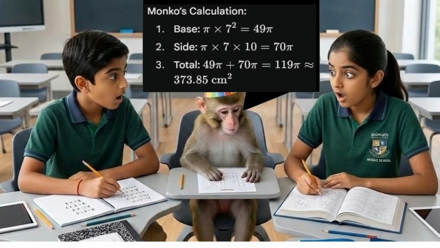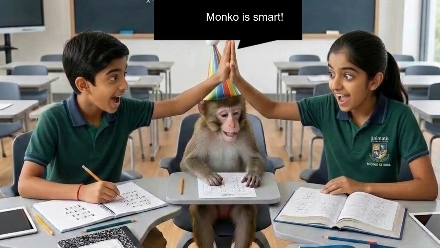Monko decided to do the calculation without substituting the value of pi in the beginning. It's a clean calculation. Always ensure your radius and slant height are measured in the same units before calculating.